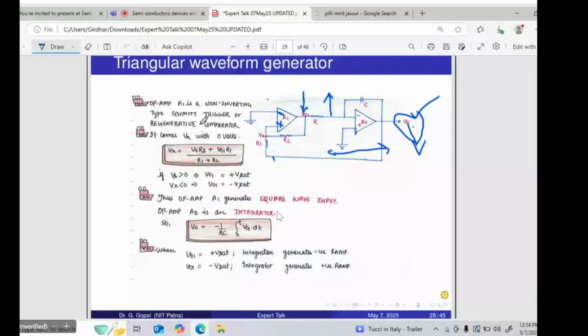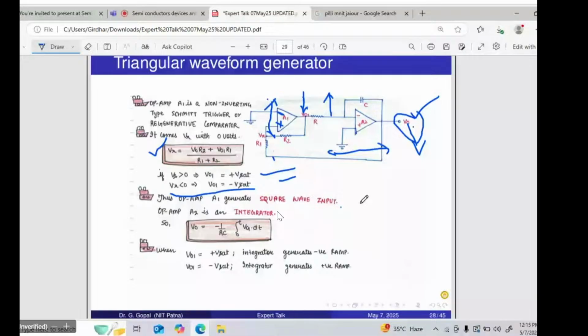Now the Schmitt trigger is basically a comparator circuit, right? Because you have already compared the input signal with the voltages that we define as the upper trigger voltage and lower trigger voltage. The same concept is applicable here. In this case, what is Vd here? Vd means the difference in input signal, it is Vx minus ground. So when Vx is greater than 0, V0 is plus Vsat. When Vx is less than 0, V0 is minus Vsat. Same concept. This is the operational amplifier A1 that generates the square wave output. Right. So V01 is the square wave output.